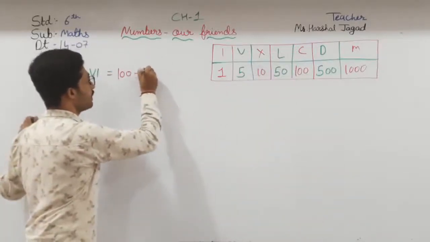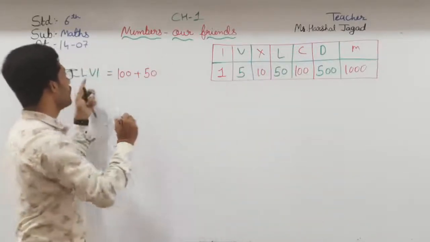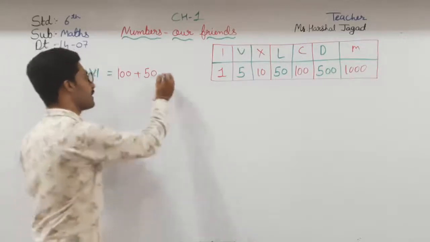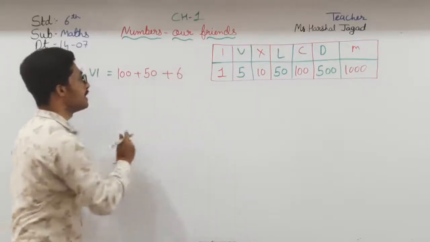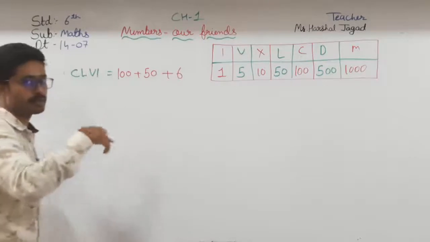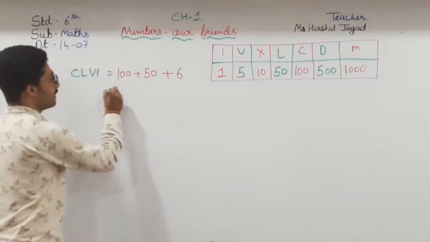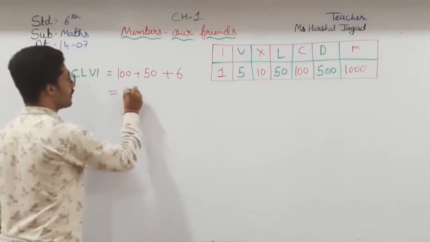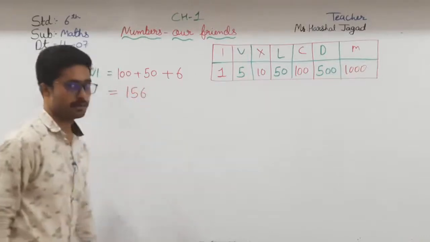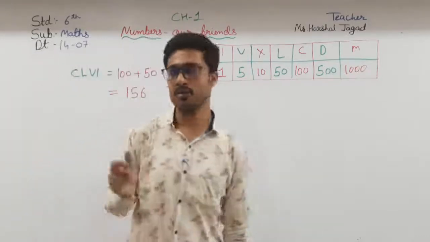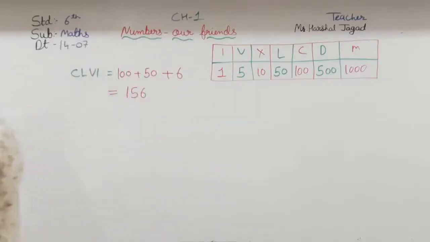So here it is 50. Then 5 plus 1, that is 6. Here it is 5 plus 1 because the I is on the right hand side. Okay, so here your answer will be 156. So this is the last rule. Then moving on to another example.